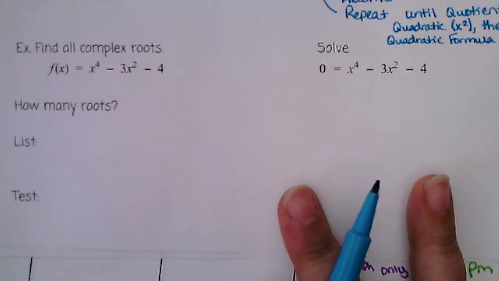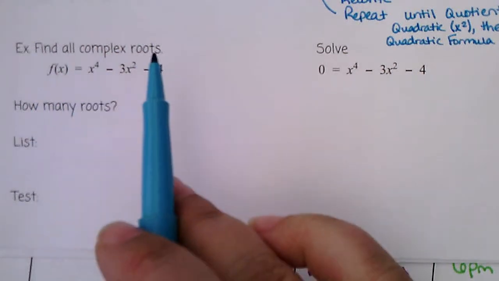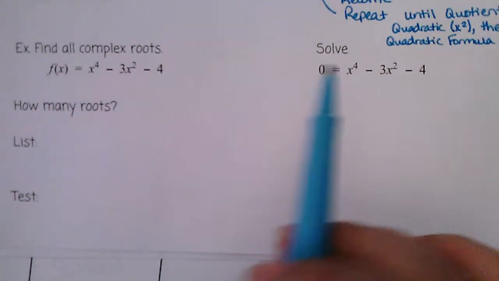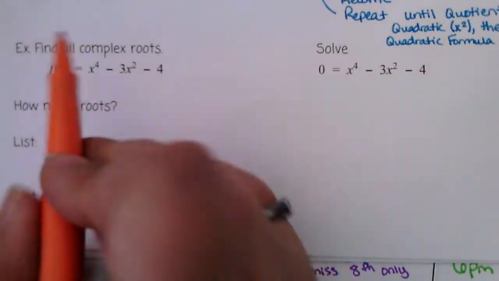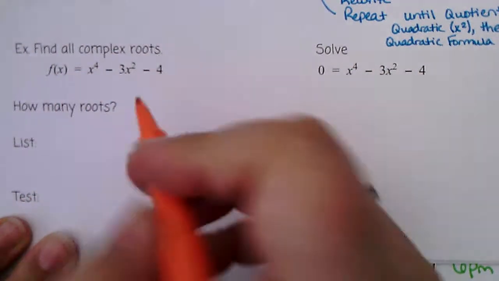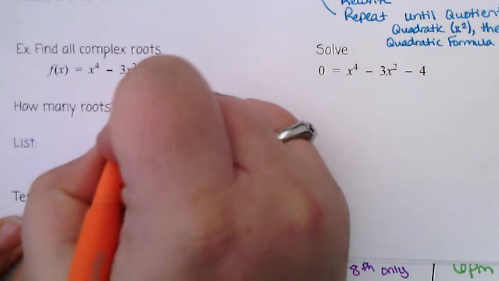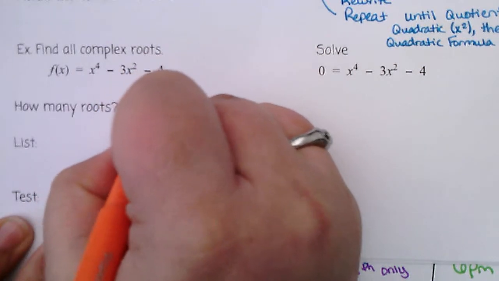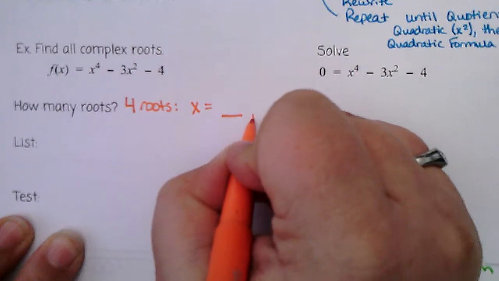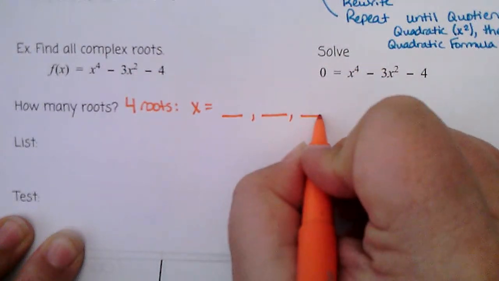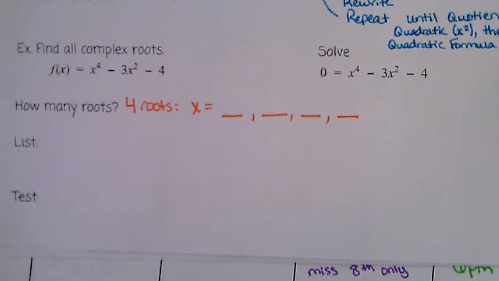Here is our example. Find all complex roots, or maybe solve, same thing. Okay, so how many roots are there? Well, let's look. My degree is 4, so there are 4 roots. So they're going to be x equals, and I know I'm going to have 1, 2, 3, 4 of them. Okay, 4 of them, nice.